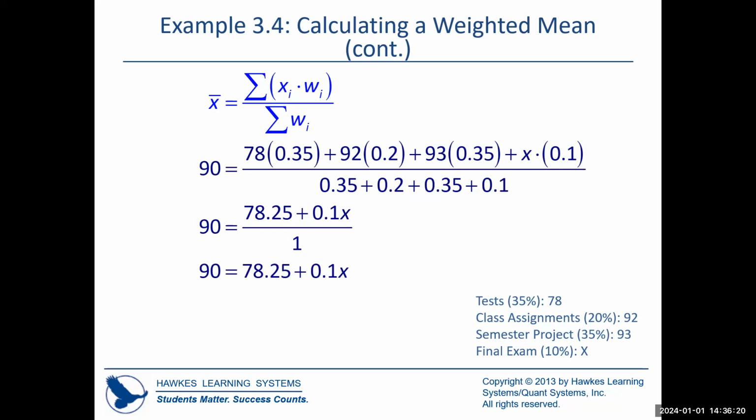Getting rid of the 1 in the denominator, subtract over the 78.25, and we have 11.75 equals 0.1x. Now the moment of truth, divide by 0.1. We end up with 117.5. A moment ago, we had a note on the problem that said that the exam was out of 100 points. I do not think it is possible to get 17.5 points over 100 on the exam. So unfortunately for Heather, this is not possible. She cannot get a 90 in the class. She needs to reevaluate a more realistic grade for herself.